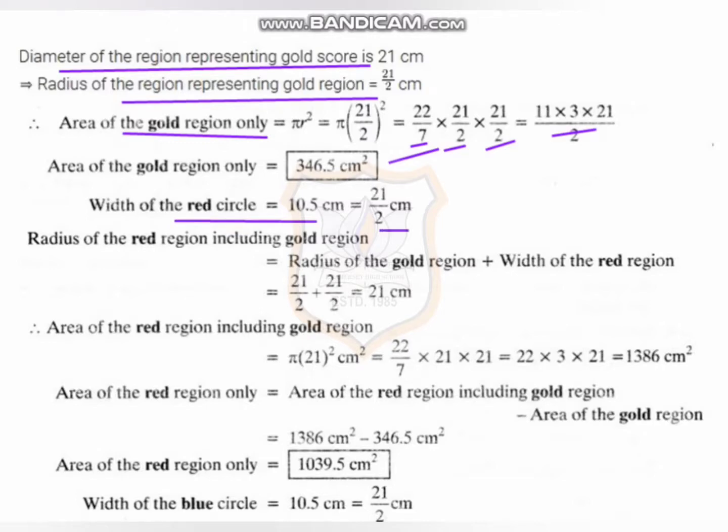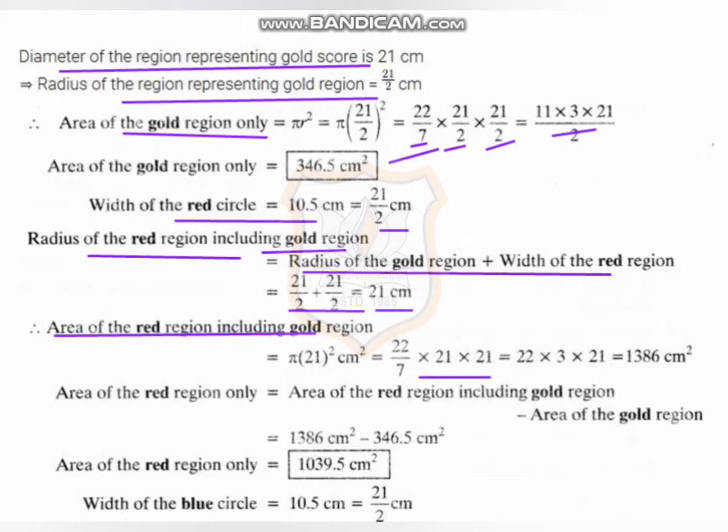The width of the red region is 10.5, which is equal to 21 by 2. The area up to the red ring includes the area of the gold ring. So the radius of the outer red ring equals the radius of the gold ring plus the width of the red ring, which is 21 by 2 plus 21 by 2, equal to 21 centimeters. I have explained this earlier also. So the area including red is pi 21 square, so 22 by 7 into 21 into 21, which is 22 into 3 into 21. So the value becomes 1386 centimeters square.